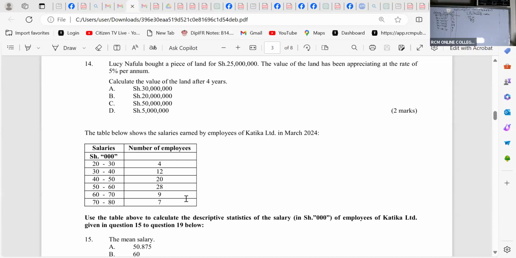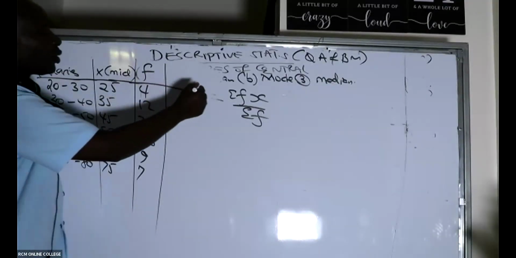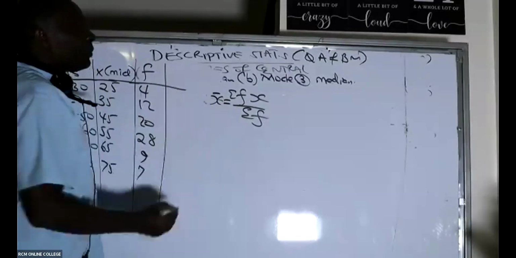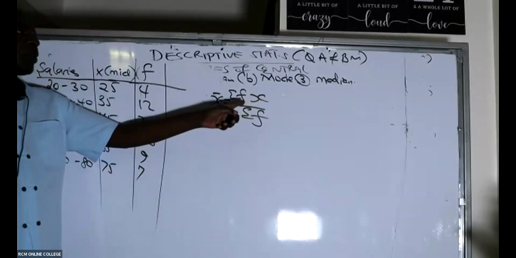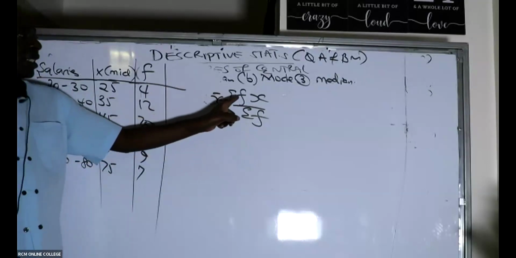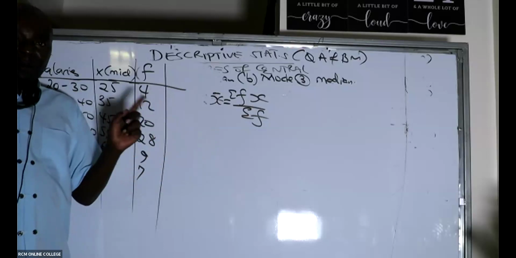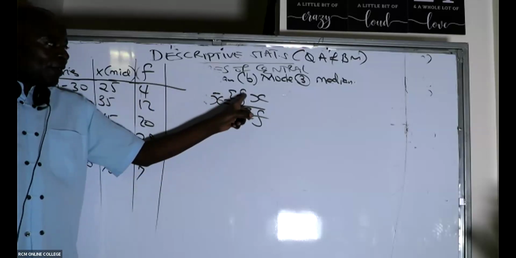Mean salary, that's X bar. And you and I appreciate the fact that to get X bar, you simply take summation of frequencies times X divided by summation of frequency. You see, BODMAS tells us first of all to multiply Fx before we add. If you remember BODMAS, we are supposed to multiply first before adding.